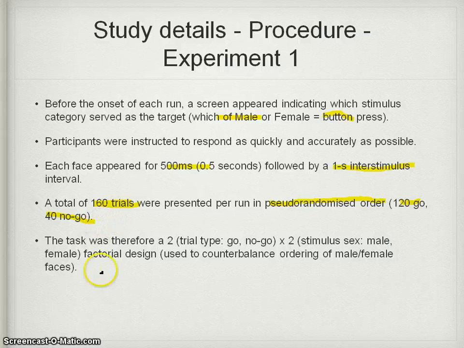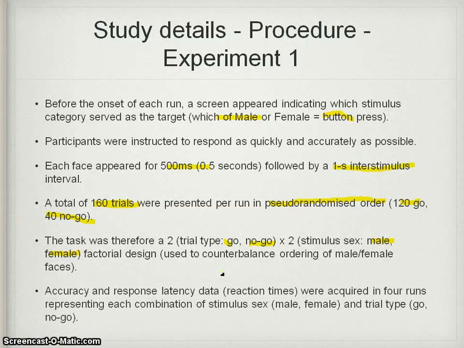The task was therefore a 2x2 factorial design. In other words, two conditions of go or no go, and then two conditions of the gender as well, male or female. So they did that 4 times. They had 4 different trials to cover each different outcome and to counterbalance the order of the male and female faces. They wanted to get enough trials to be able to draw strong conclusions.